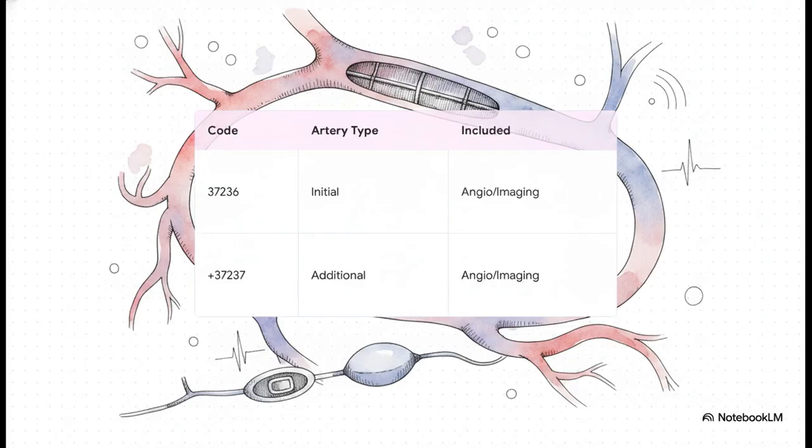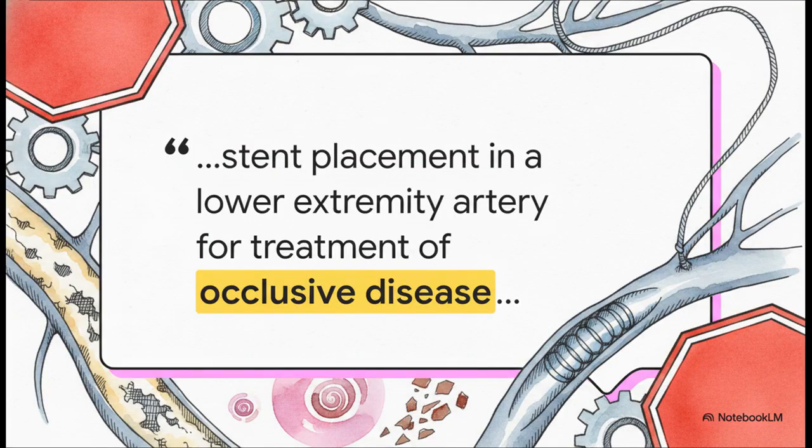for each additional artery. But hold on, there's a major exception here that you absolutely must treat as a giant stop sign. Do not assign 37236 for stent placement in a lower extremity artery for the treatment of occlusive disease. Arteriosclerosis in the legs actually has its own specific set of codes. But keep your critical thinking caps on. If you are placing a stent in that same lower extremity for treatment of a dissection or as an embolization device, then yes, 37236 is back on the table. It is all about the diagnosis.